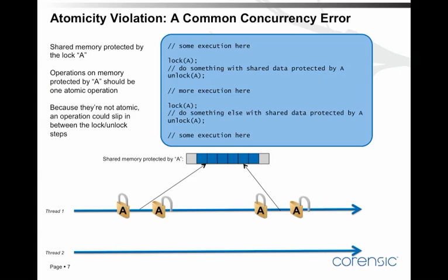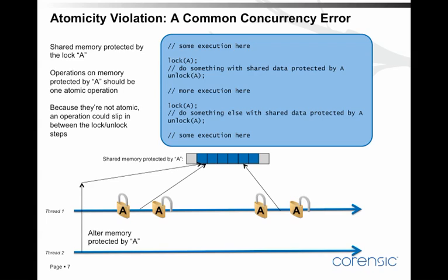Now, a common concurrency error is an atomicity violation. Here we've got some code with shared memory that's protected by a lock that we call A. If we look at the execution on thread 1, going left to right in terms of execution time, I lock the shared data, and then I go ahead and use it. I unlock it, so more execution happens. Again, I lock the data, I perform operations on the data, and then I return the lock once again.